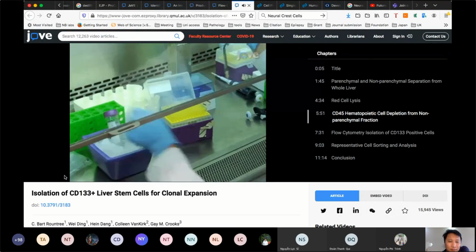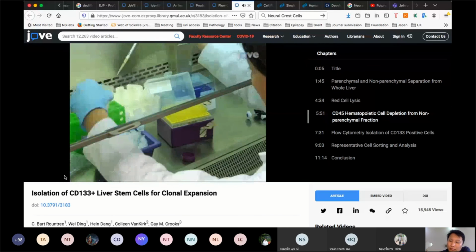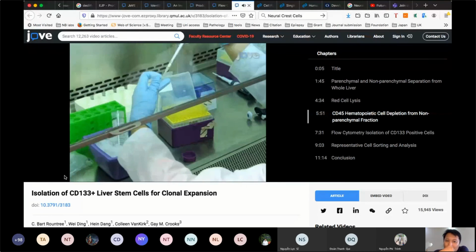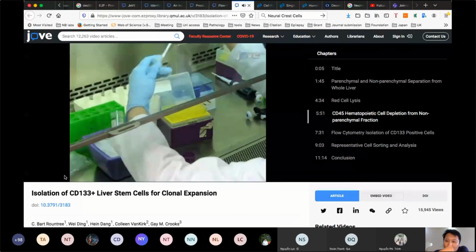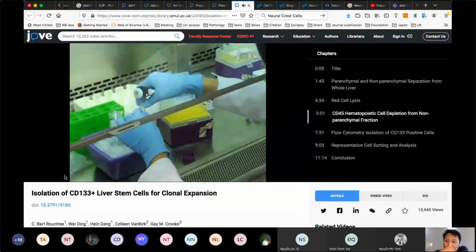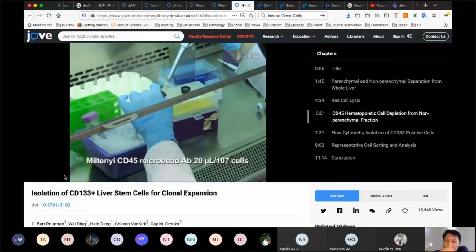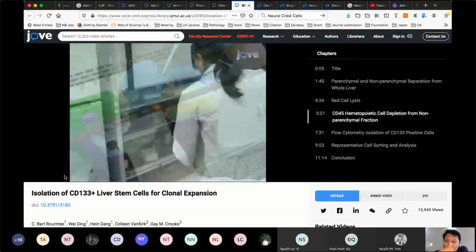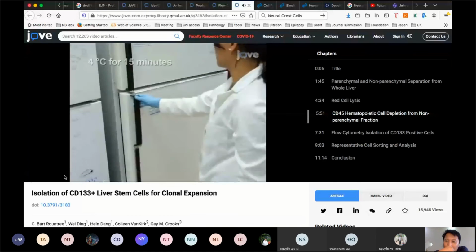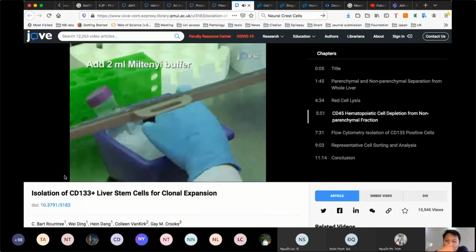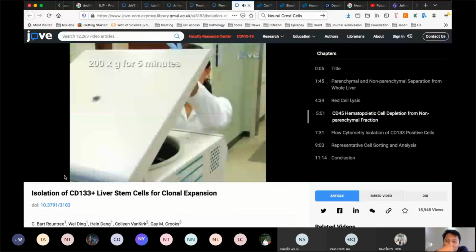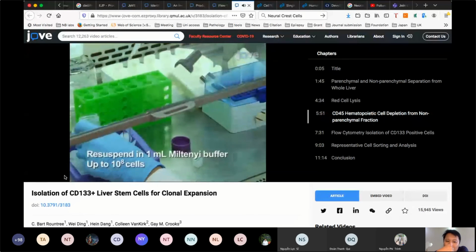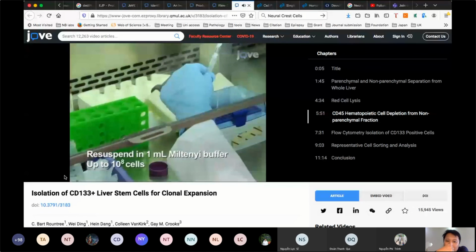To perform the CD45 hematopoietic cell depletion from the non-parenchymal fraction, begin in the laminar flow hood by adjusting the concentration of the cells to 10 to the 7th to 10 to the 8th total cells in 100 microliters of Miltenyi buffer. Be sure to keep the cells and buffers cold throughout the entire procedure. Next, apply 20 microliters of Miltenyi CD45 microbead antibody per 10 million cells and incubate at 4 degrees Celsius for 15 minutes. Following the incubation, add an additional 2 milliliters Miltenyi buffer and centrifuge at 200 times G for 5 minutes. After the spin, remove the supernatant and resuspend up to 10 to the 8th cells in 1 milliliter Miltenyi buffer.